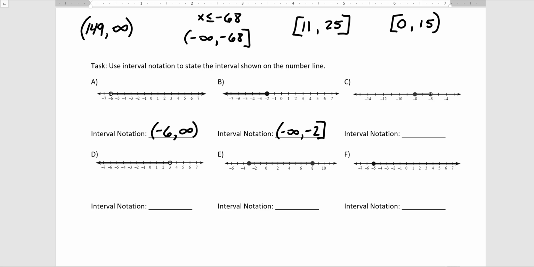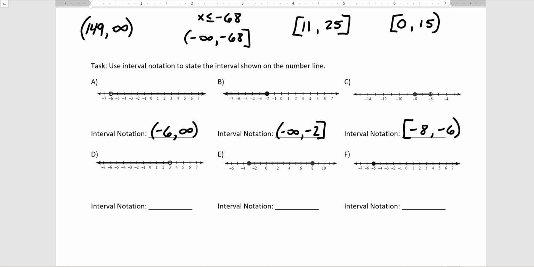Looking at letter C, this one's going to be contained on both sides, right? It's between negative 8 and negative 6. So I'll have negative 8 and negative 6. Let's talk about brackets here. Negative 8 is a closed circle. Closed circle means greater than or equal to, so we'll have a hard bracket there. Negative 6, however, is an open circle. Open circle means it can't equal negative 6, so we'll have a soft bracket there.